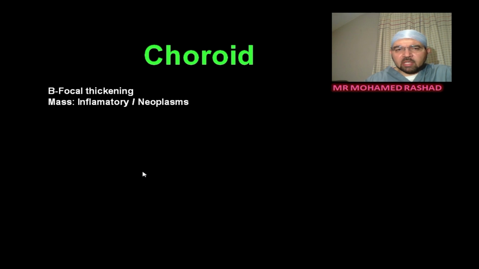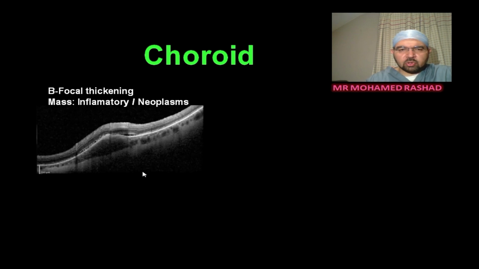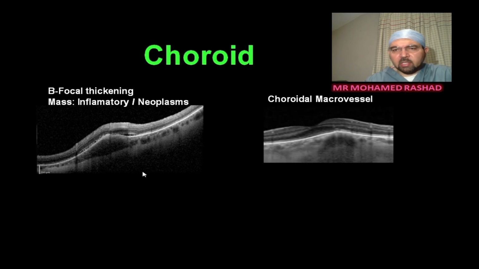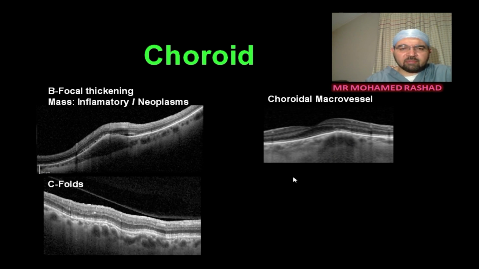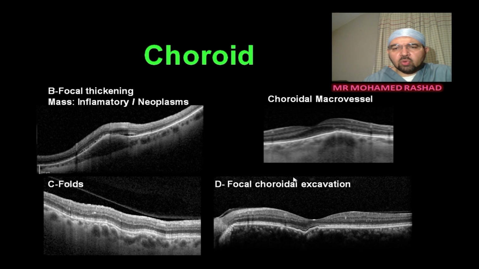If there is focal thickening, like inflammatory causes or neoplasms, you have to identify this thickening. And if there is a rare condition like choroidal macrovessel, where one of the vessels here is hugely dilated, this might give you this localized thickening. Or if there are choroidal folds, or if it is thinned in a certain area, like the focal choroidal excavation that can happen with central serous chorioretinopathy.